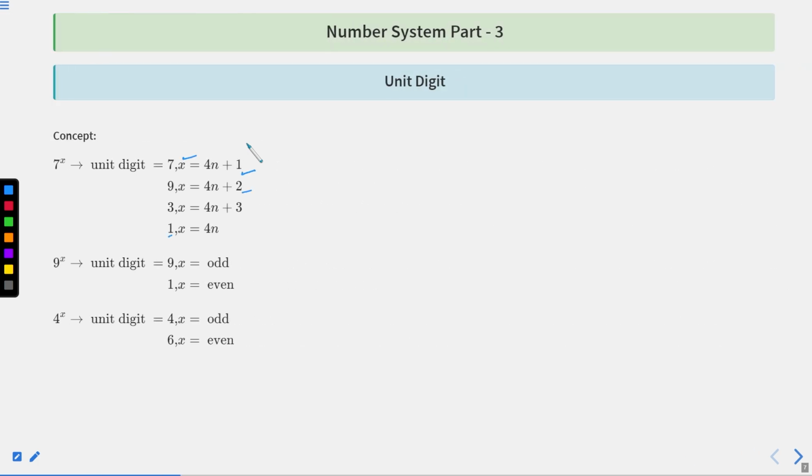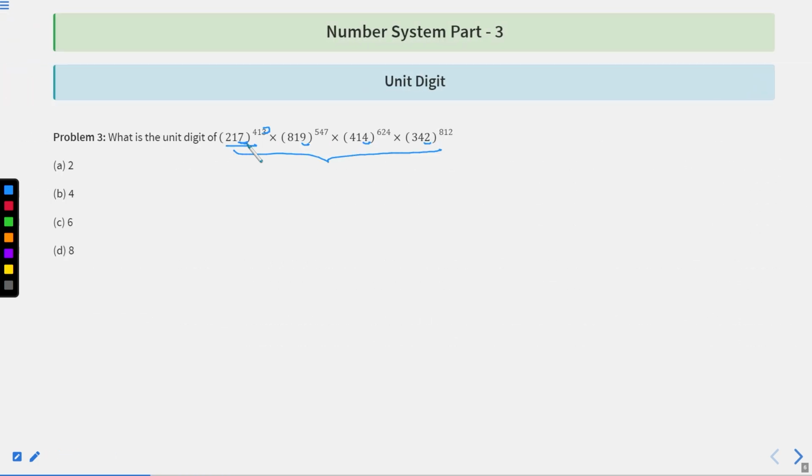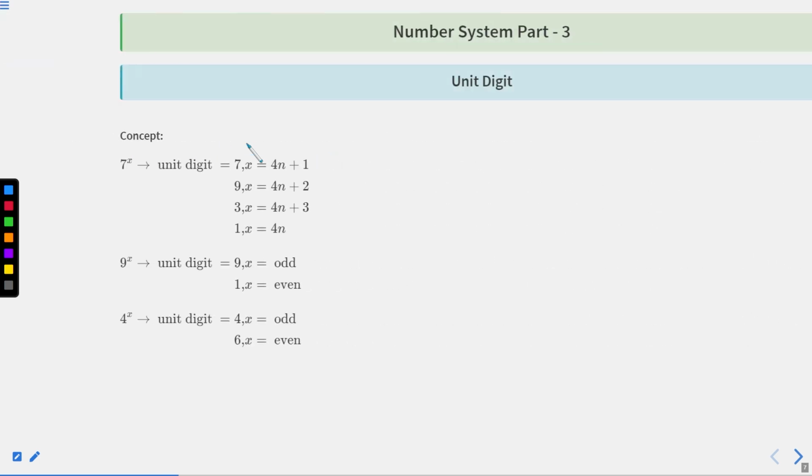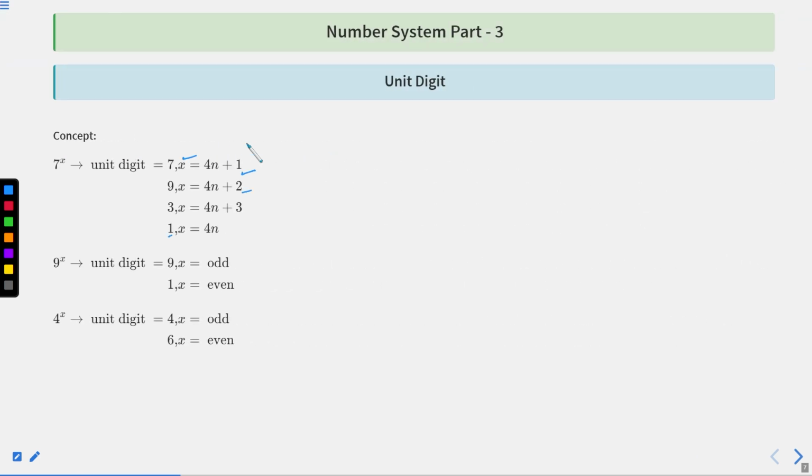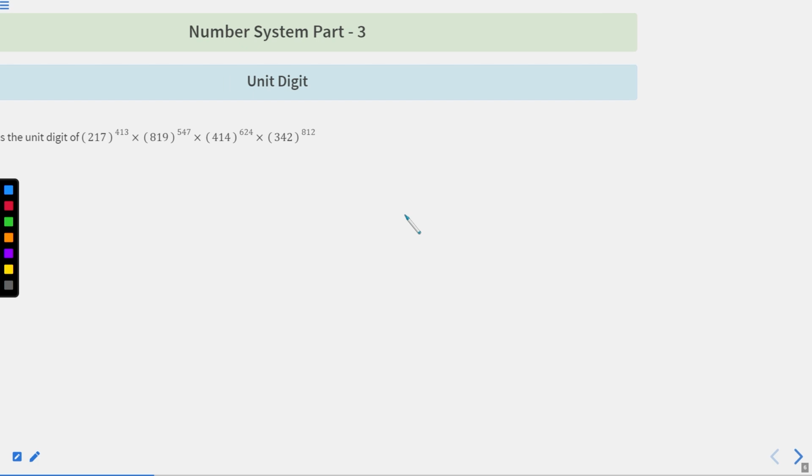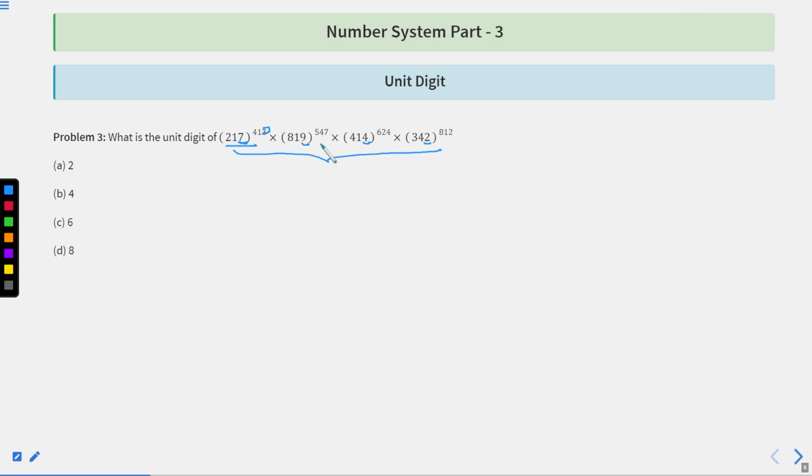Now, next number, we have 9 as a unit digit. For that, we know if it is 9 to the power x, and if x is odd, in that case the unit digit will be 9. And if x is even, the unit digit is going to be 1. So for the second number, 819 to the power 547, the unit digit is going to be 9. Correct?